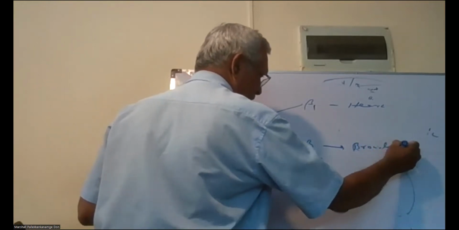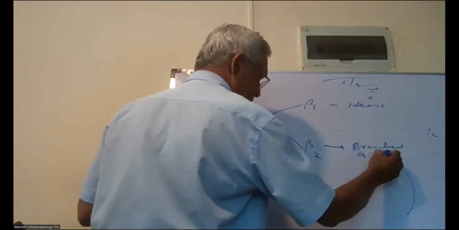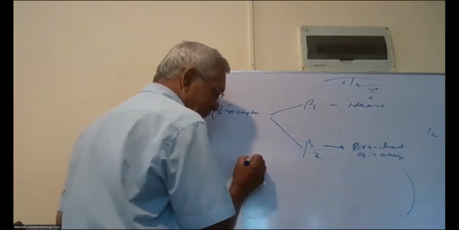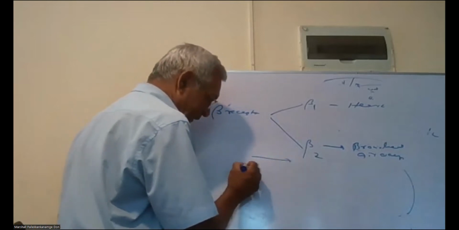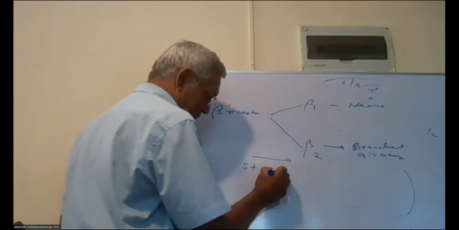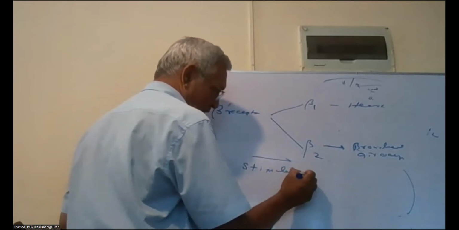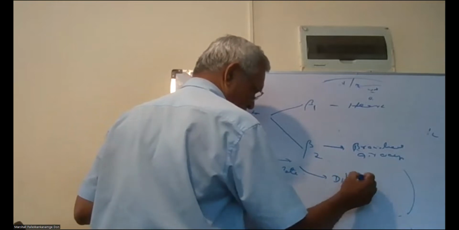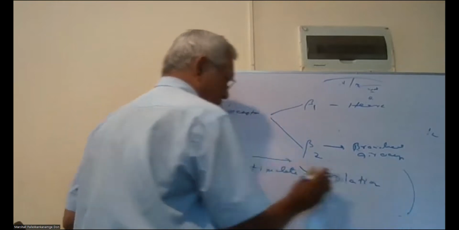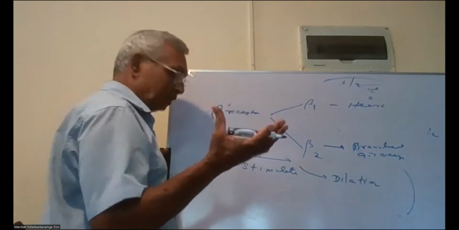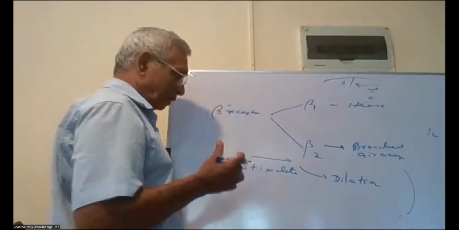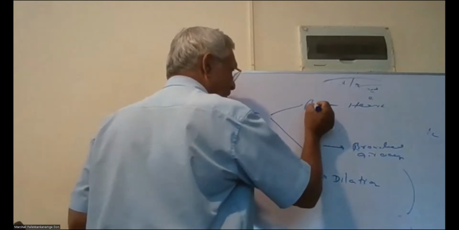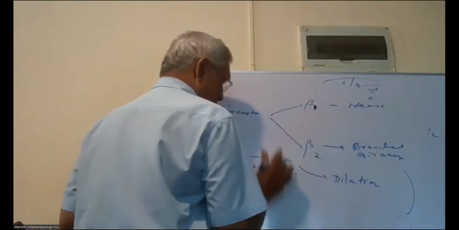Bronchial airways. Beta 2 receptors, when stimulated, cause dilation. So airways are easily open. Easy to be stimulated.